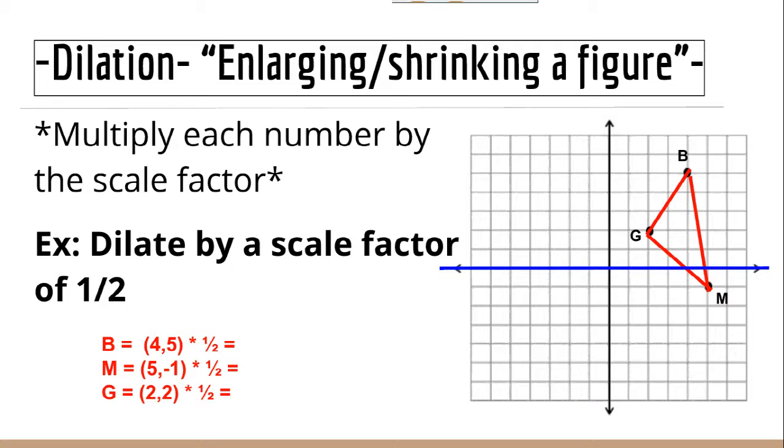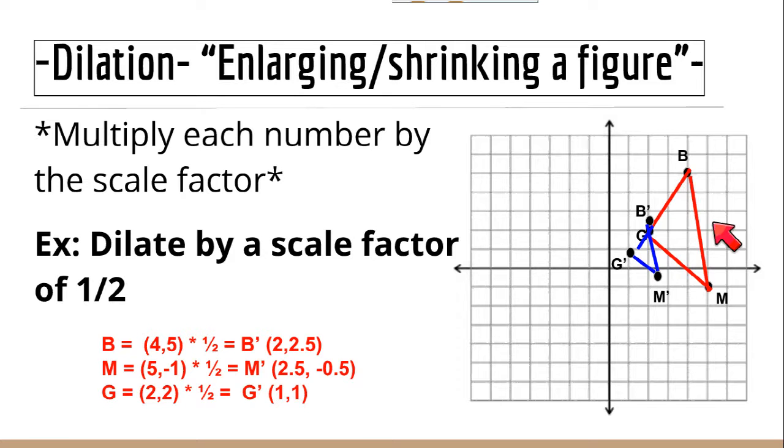So here's what that would look like. The first thing you would want to do is go ahead and write out what your points are currently. So B is at 4, 5, M is at 5, -1, and G is at 2, 2. We're going to multiply every single number by half. So 4 times half, 5 times half, 5 times half again, and so on. That's going to leave us with these points. Now as you notice, some of these points have halves, so we're going to do some estimating when we put it on our graph, but we should end up with a figure that looks similar to this.